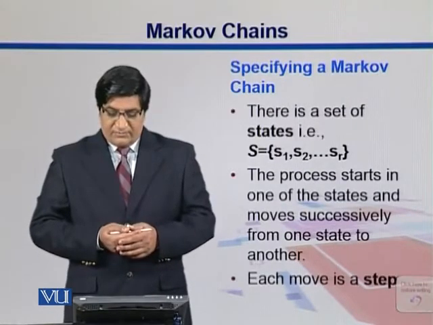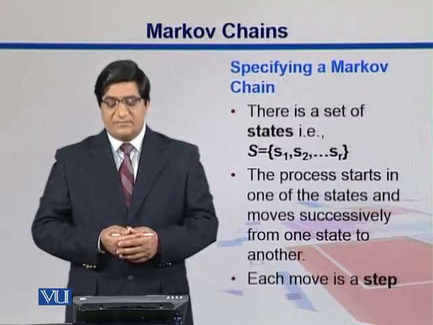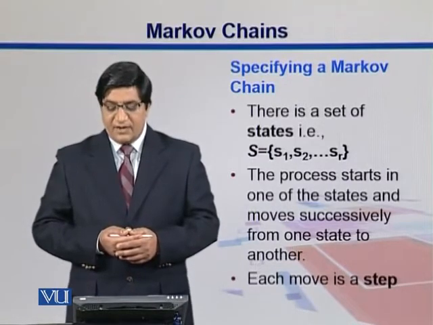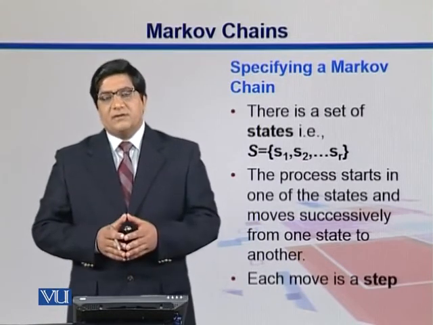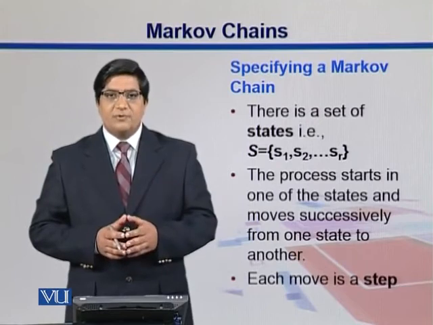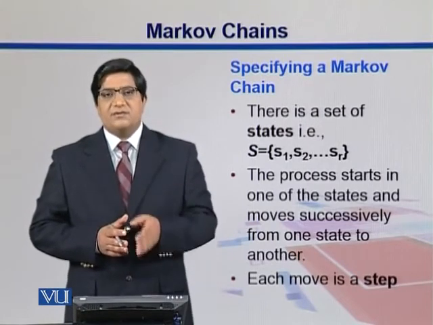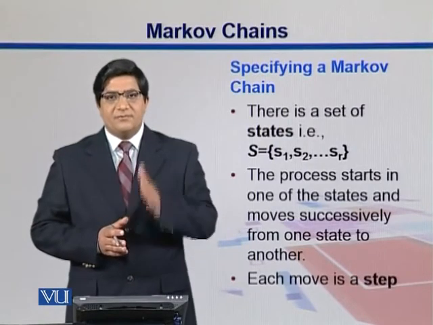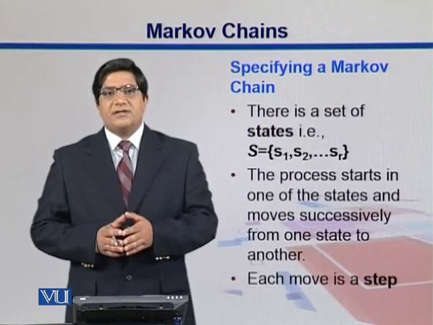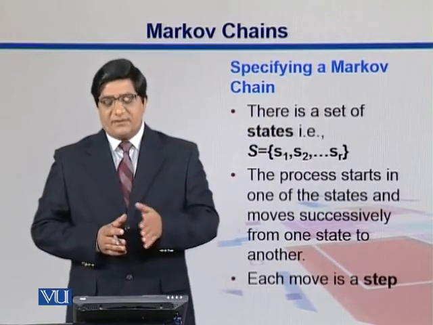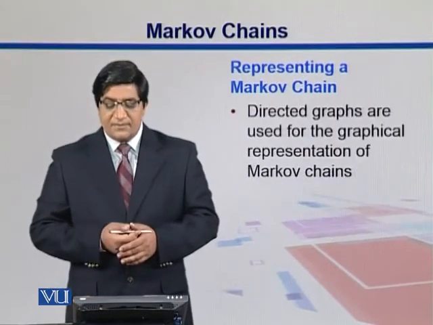So far what we have seen is that there is a set of states, S1, S2 and S3. The process starts in any one of the states and moves successively from one state to another. We will define these states when we talk about nucleotide strings, like the positions. Positions within your amino acid chain or positions within your DNA, we can take as different states. Each move is a step from one place to another.